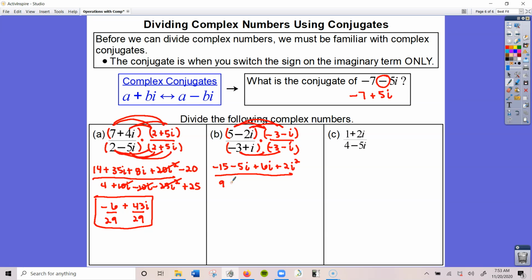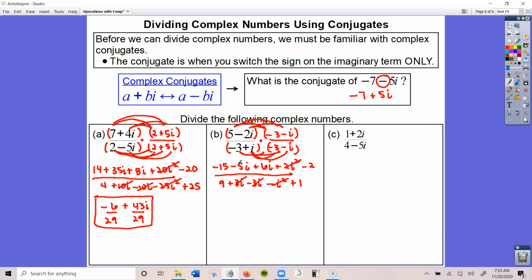Negative 3 times negative i is a plus 3i. Then i times negative 3 is negative 3i. And finally, i times negative i is negative i squared. So remember that 2i squared is now negative 2, because 2 times negative 1 is negative 2. And then this negative i squared is negative times negative 1. So this makes this a positive 1. And again, since I multiplied my conjugates, these middle terms cancel out.